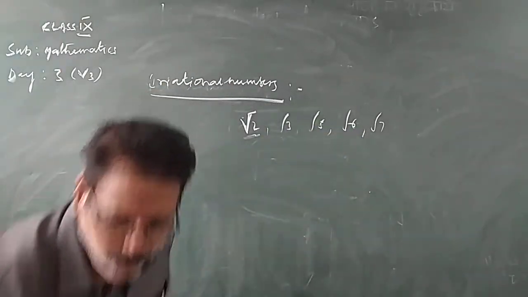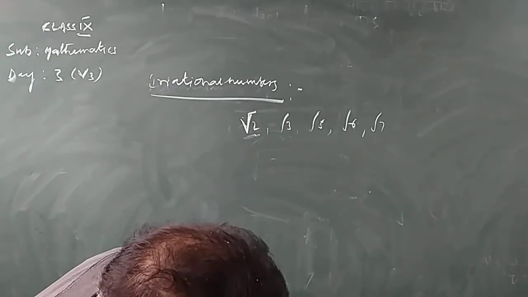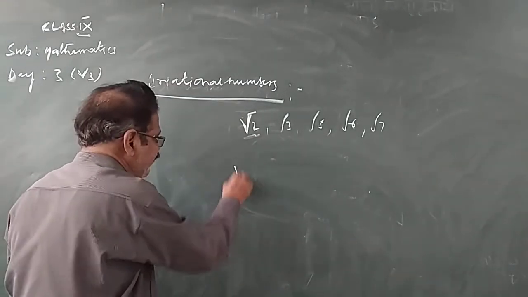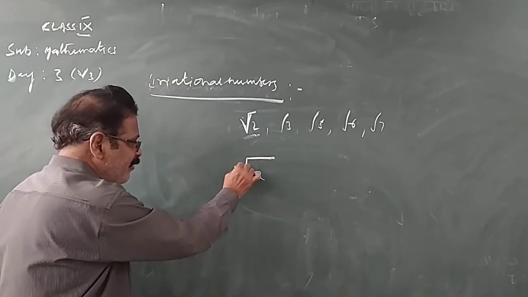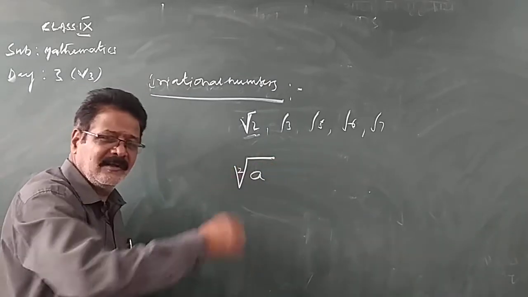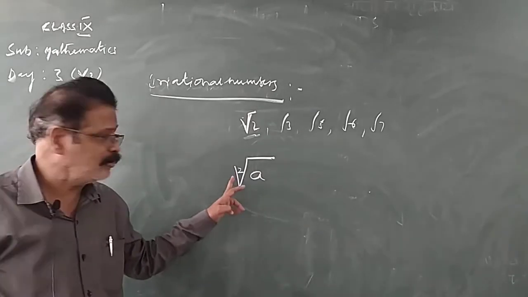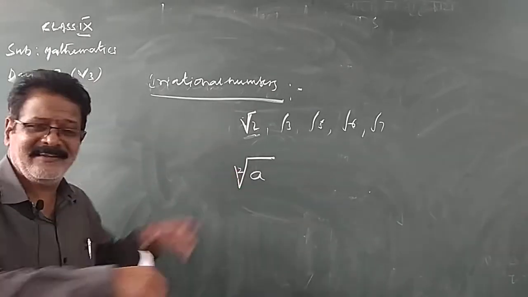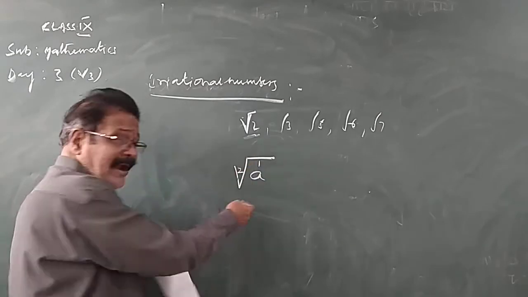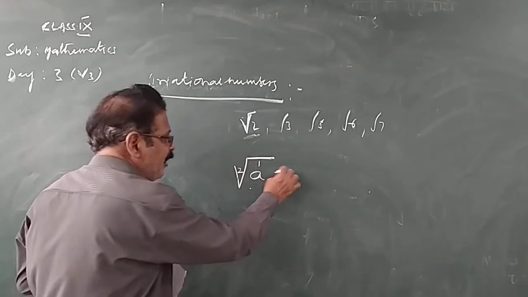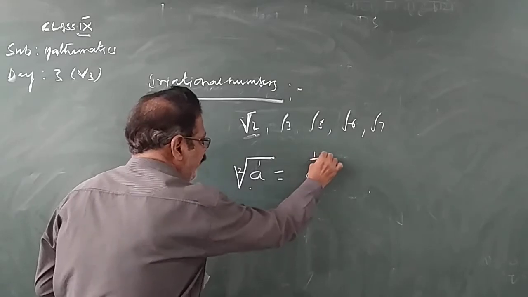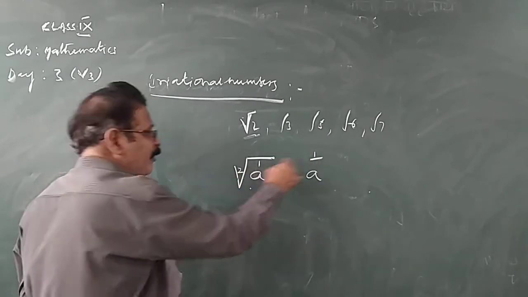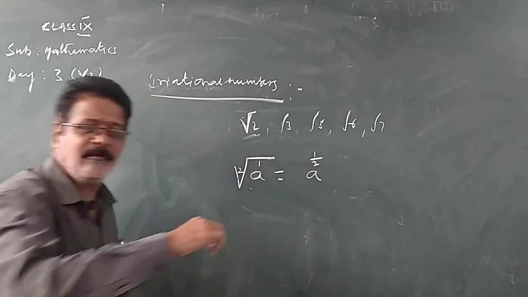Similarly, here root 2 is the square root of 2. How do you read this? Root a. When nothing is written, you consider the order as 2. The order becomes the denominator of the power. This is the radical form. How to change it to exponential form? It becomes a to the power of 1 by 2.